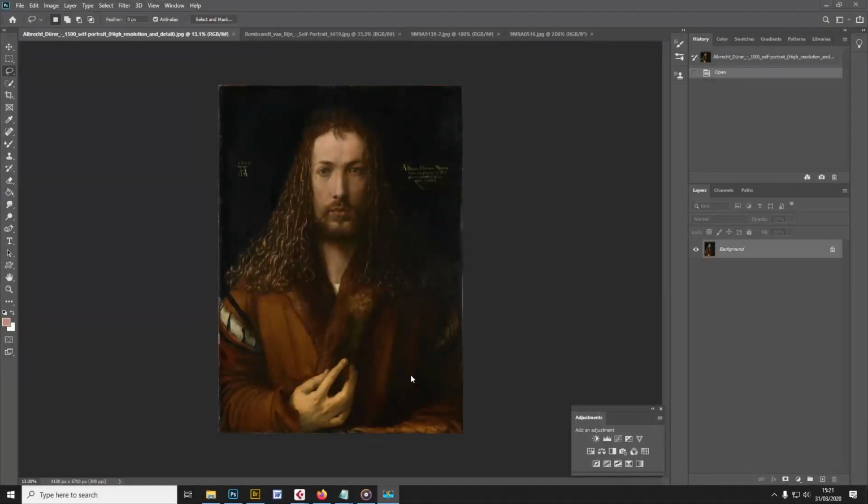Hi there, and today I'm talking about Dürer's Eye, and I'm talking about Dürer's Eye in relation to the catchlight, which, as you'll probably know, refers to a specular highlight which is visible in the eye, typically of a portrait subject.